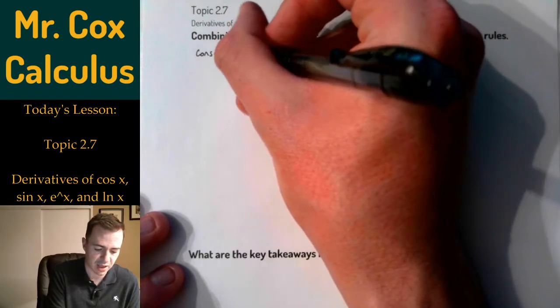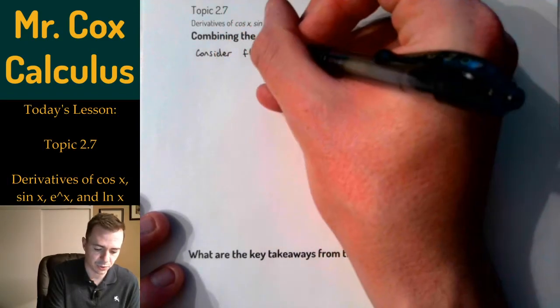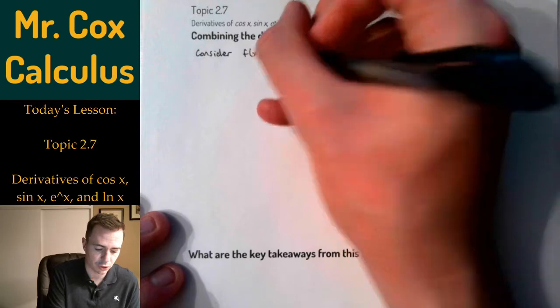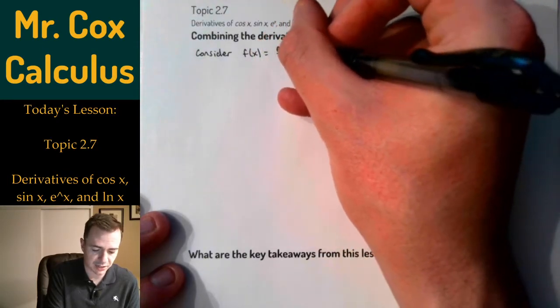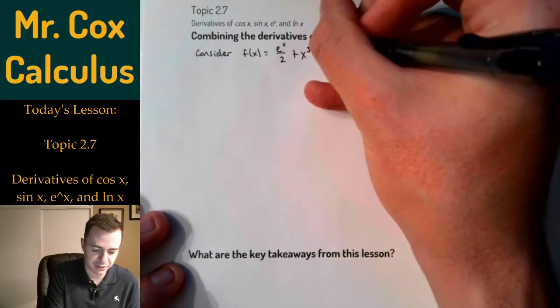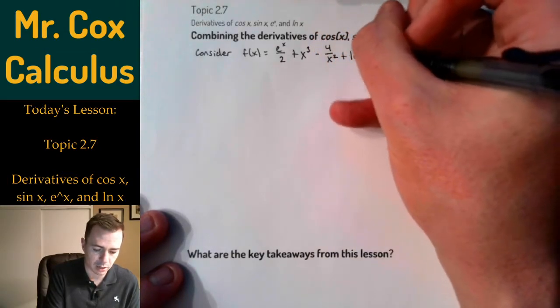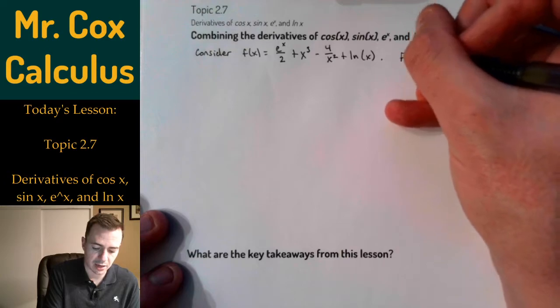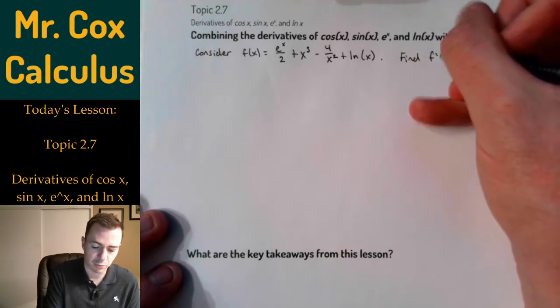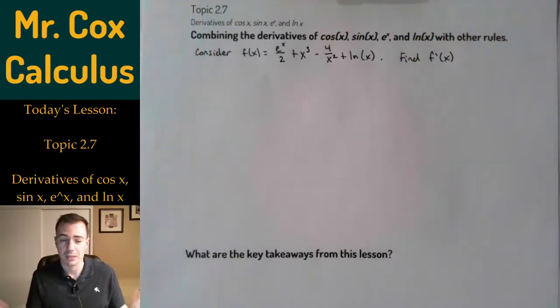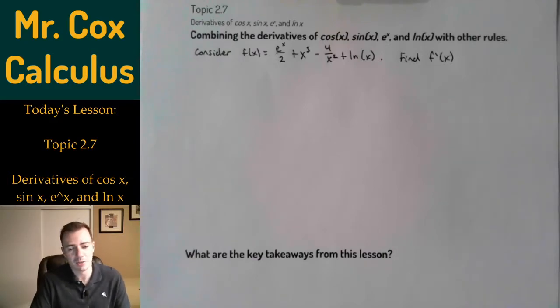So let's consider f of x equal to e to the x over 2 plus x cubed minus 4 over x squared plus the natural log of x. And I want to find f prime of x. So that's a very wild function, but we can do this. We have our properties and our rules that are going to let us take this derivative.